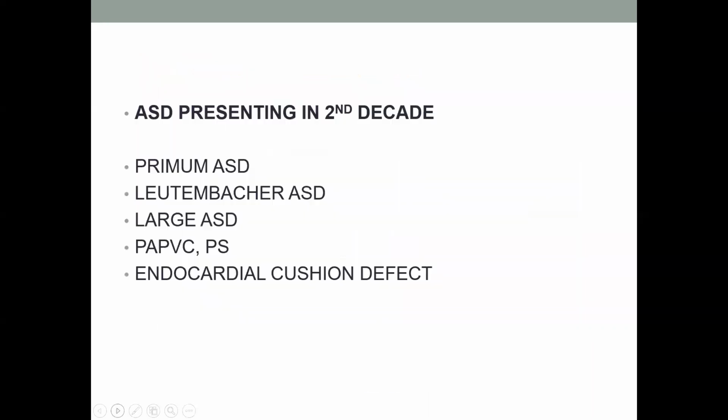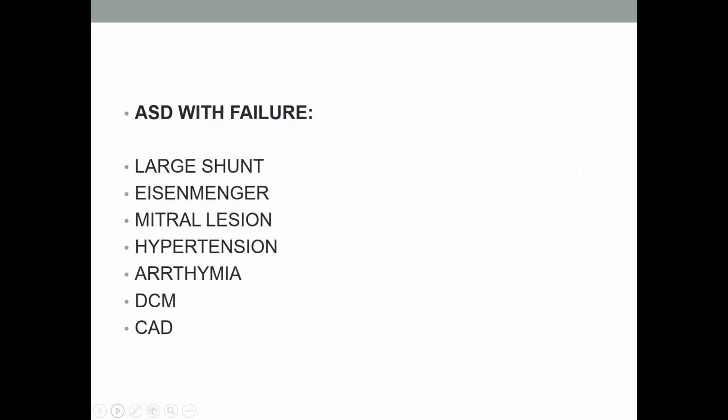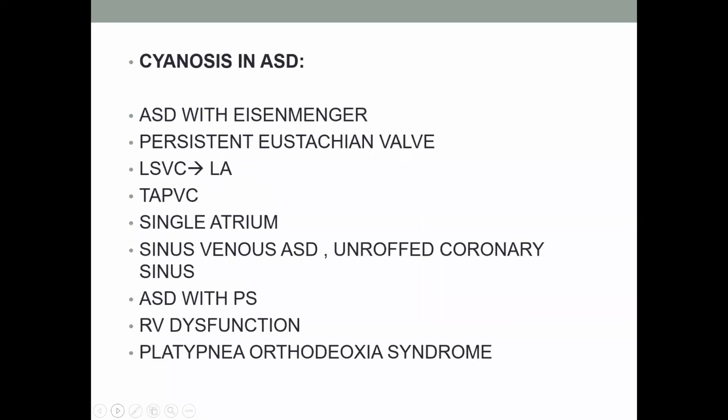So, yeah, I don't want to go to these things because they are very specific cases, and I don't want to go too much here. But I just want to discuss cyanosis in ASD. Not all cyanosis in ASD is Eisenmenger. Eisenmenger obviously is one cause. So cyanosis in ASD is invariably asked.